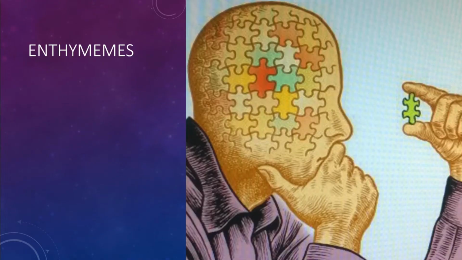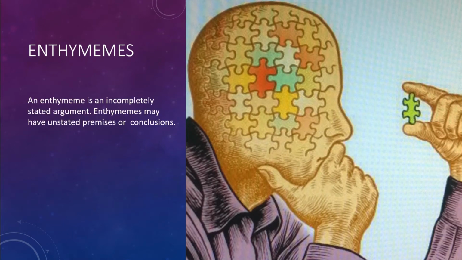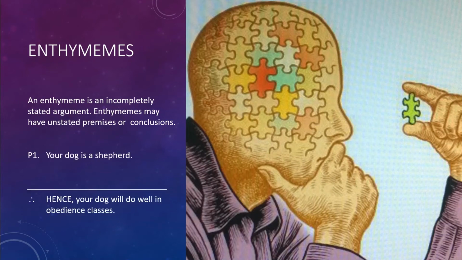Let's take a look at enthymemes. An enthymeme is an incompletely stated argument. Enthymemes may have unstated premises or even unstated conclusions. Most of the arguments that we encounter are enthymematic in one way or the other. Here's a simple example. Your dog is a shepherd, hence your dog will do well in obedience classes. There's definitely a missing premise here that connects the given premise, your dog is a shepherd, to the given conclusion, your dog will do well in obedience classes.